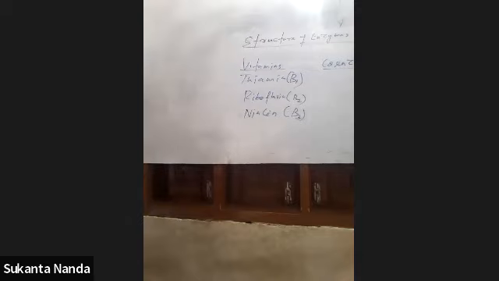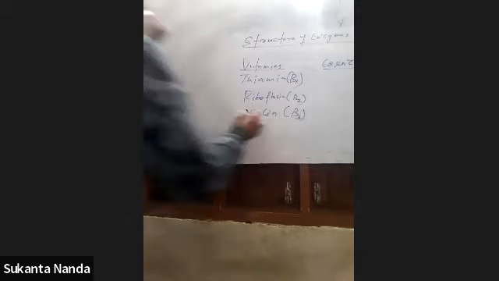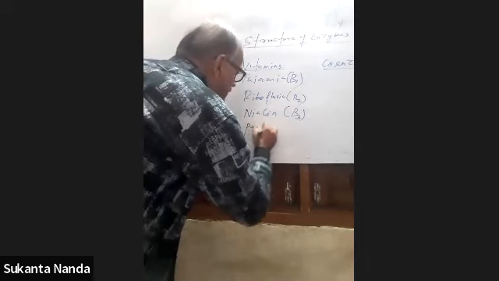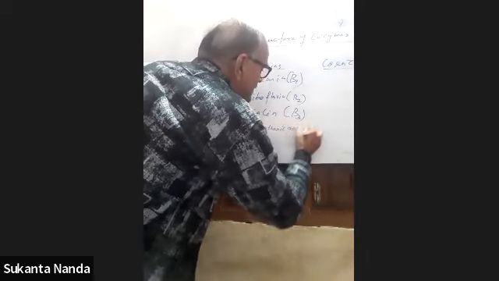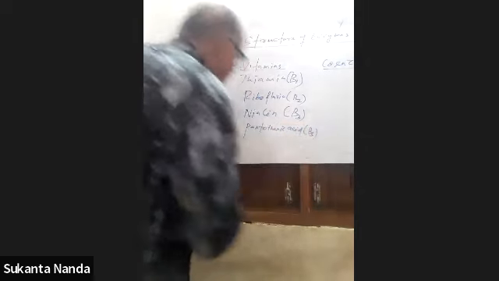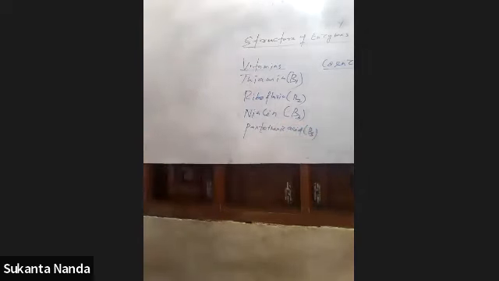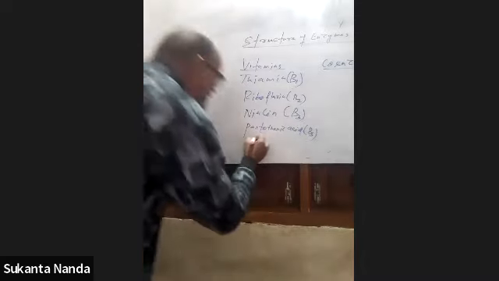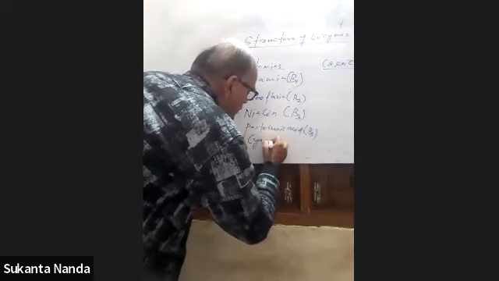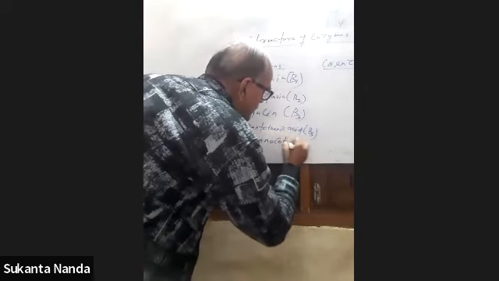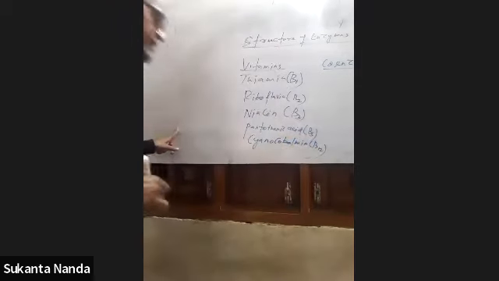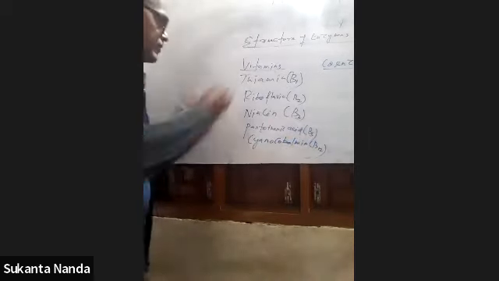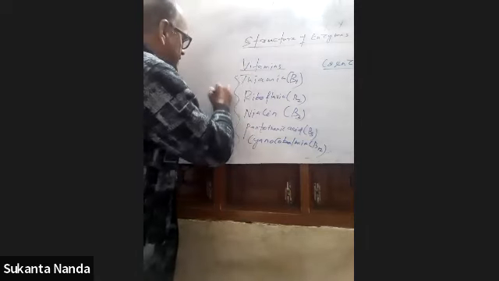Another one is pantothenic acid, that is B5. After that, cyanocobalamin, cobalamin, that is vitamin B12. These are the water soluble vitamins.